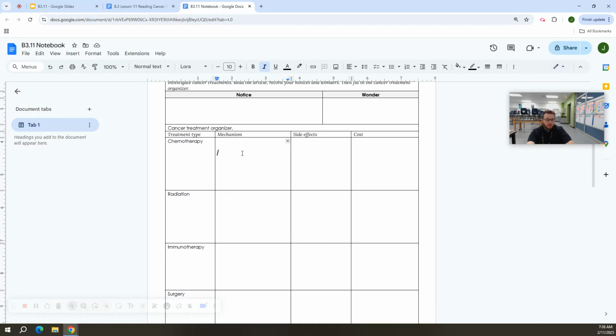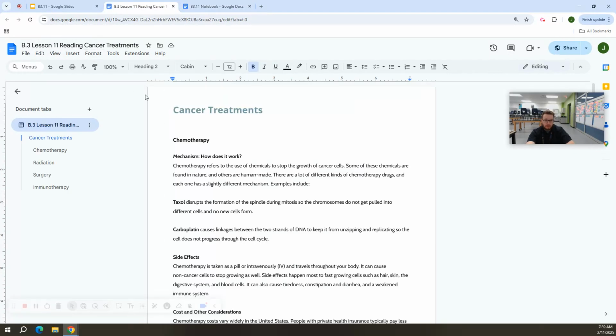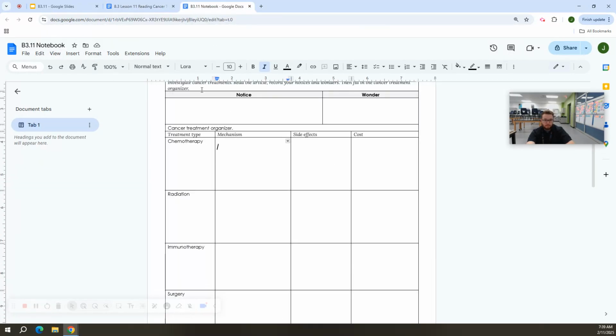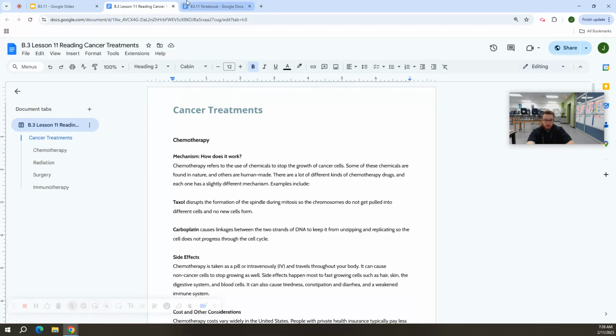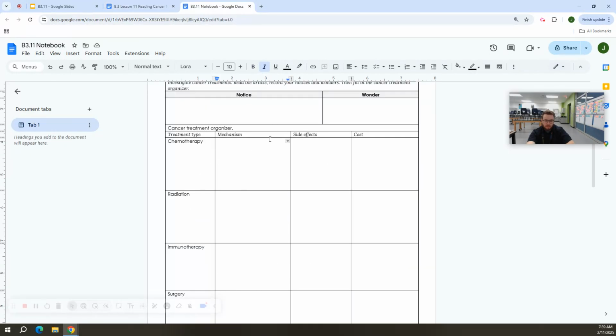You'll notice that these groups were all brought up for each category. So we go to chemotherapy, go to that section of the reading, okay, mechanism. It talks about what the mechanism is here. So I'm going to record what the mechanism is here, okay? The side effects, the cost.